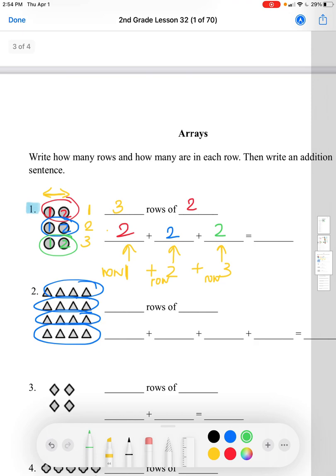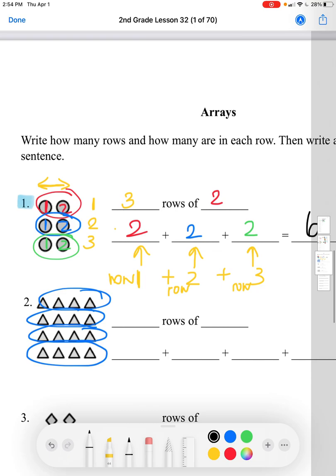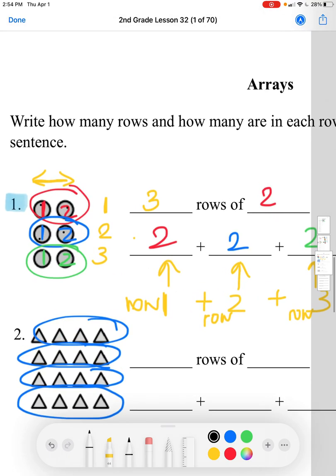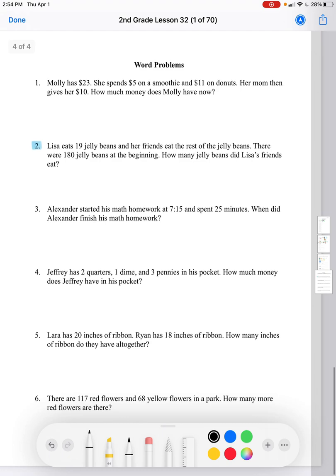So we're adding 2 each time because we're adding all the rows together and there are 2 in each row, so it's 2 plus 2 plus 2. 2 plus 2 equals 4, 4 plus 2 equals 6. So the total amount of circles is 6. And if you count here, we have 1, 2, 3, 4, 5, 6, and that's correct. So that's how you work with arrays, and you just need to do that for the rest of the questions.